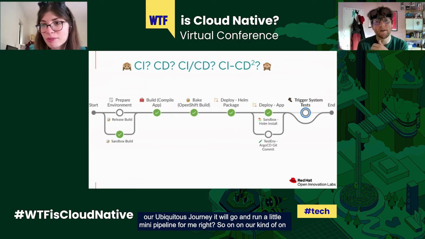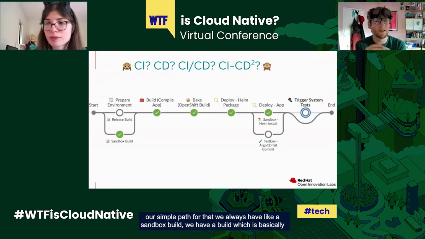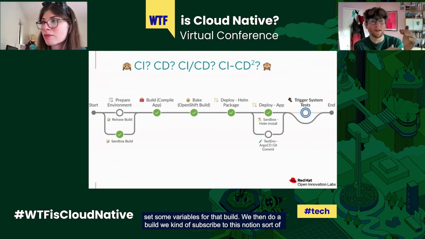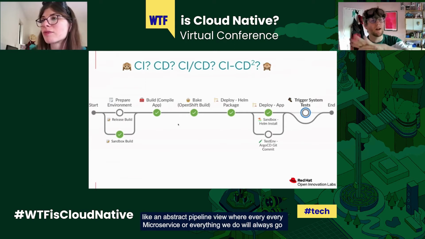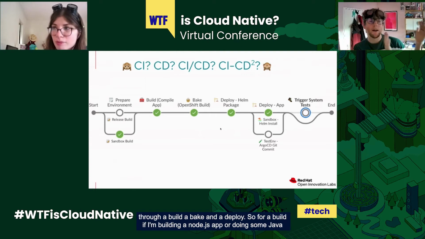So on our simple path for that, we always have a sandbox build. We have a build, which just basically sets some variables for that build. We then do a build. We subscribe to this notion, like an abstract pipeline view, where every microservice or everything we do will always go through a build, a bake, and a deploy.